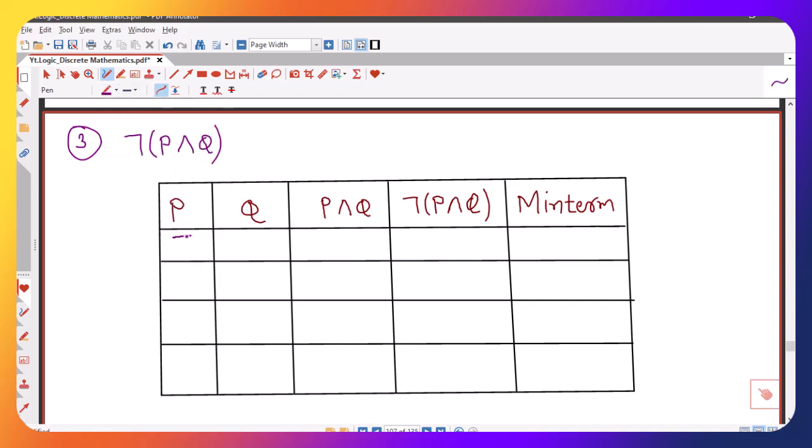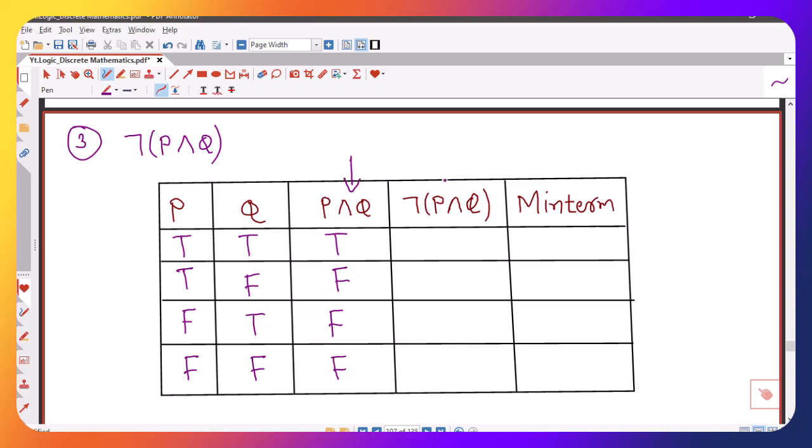So here again we write down different possibilities: true, true, false, false. Here true, false, true and false. Here we have p and q. So p and q is true when both are true. So here p and q both are true, therefore this is true. Here q is false, therefore this is false. Here p is false, therefore p and q is false. Here both are false, therefore p and q is false.